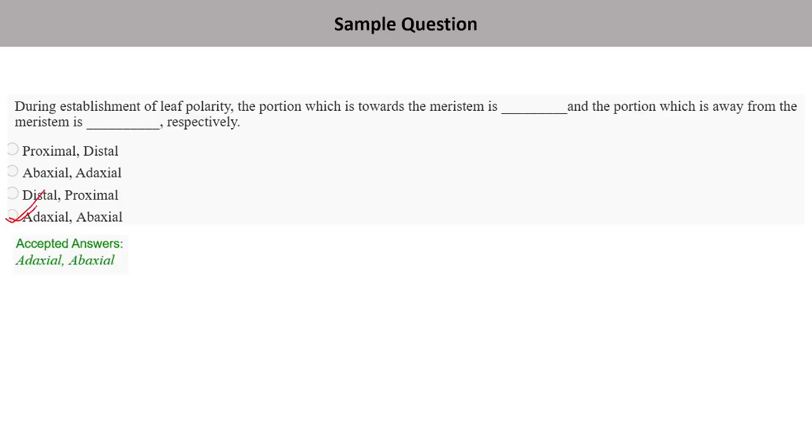The one which will be away from the meristem will be the abaxial side, and the one which will be towards the meristem will be called the adaxial side. And that's how the polarity of the leaf is decided during its development or during its establishment. I hope this question was clear. We'll move ahead to the next question.